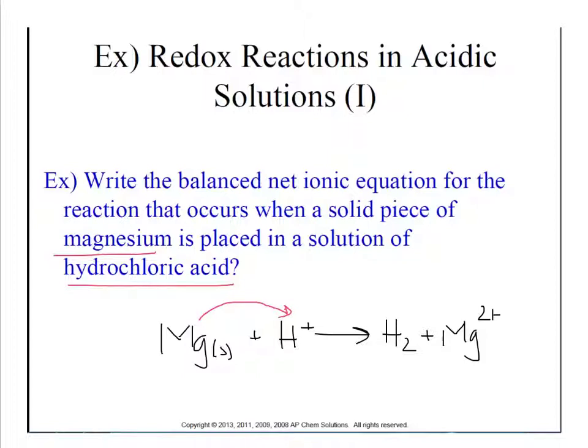So if one hydrogen is going to steal one electron, then in order to balance this we're going to need 2 hydrogens, since magnesium has 2 electrons to give away. And so what that means is we would have 2H+ generating magnesium and H2. And so that balances the reaction. It also balances the charges.